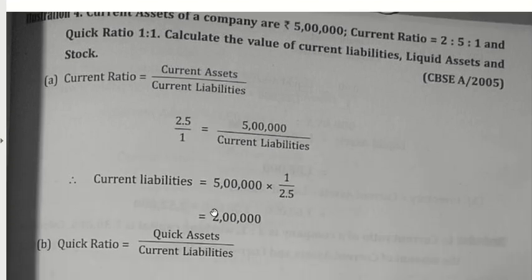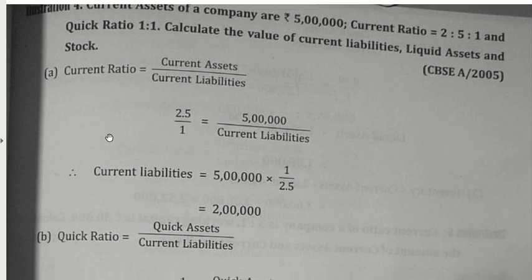So your next question: current assets of the company are 5 lakhs. Current ratio is 2.5 is to 1 and quick ratio is 1 is to 1. Calculate the value of current liabilities, liquid assets and stock. So this is a kind of indirect question wherein they have given the ratio and they are telling us to calculate the amounts of items.